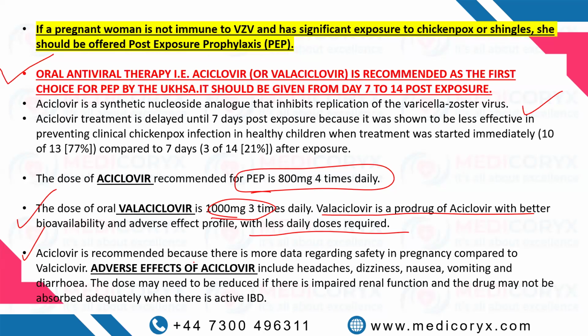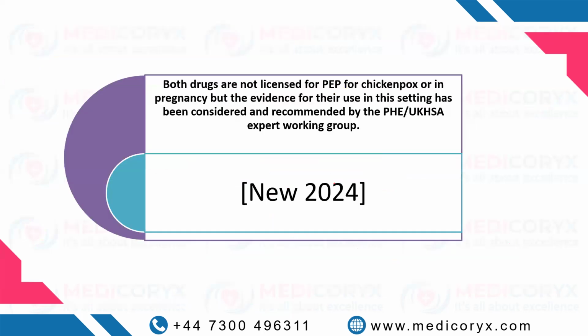Adverse effects of acyclovir are going to be headaches, dizziness, nausea, vomiting, diarrhea, like every other drug. The dose may need to be reduced if there is impaired renal function, and the drug may not be absorbed adequately when there is active IBD. This is a new addition. So if a woman has active IBD, in that scenario, we need to reduce the dose, as with impaired renal function.